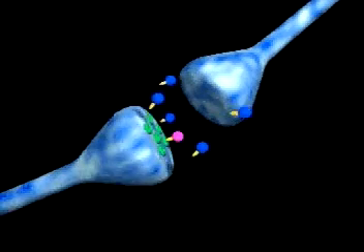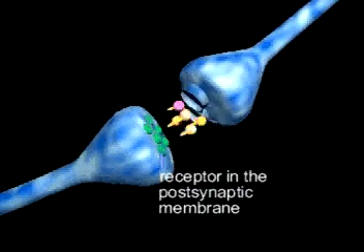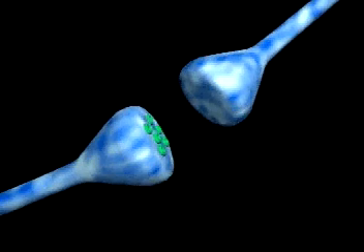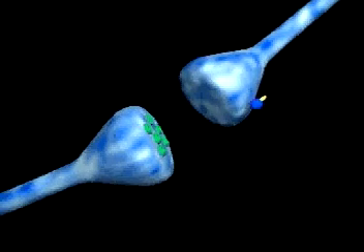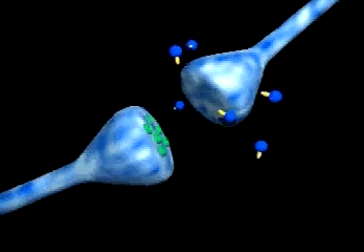The dendrite of the neuron receiving the signal has receptors in its membrane. We call that the postsynaptic membrane. And when the neurotransmitters interact with those receptors, a new action potential is formed in the dendrite, and that action potential then goes to the cell body of the receiving neuron.